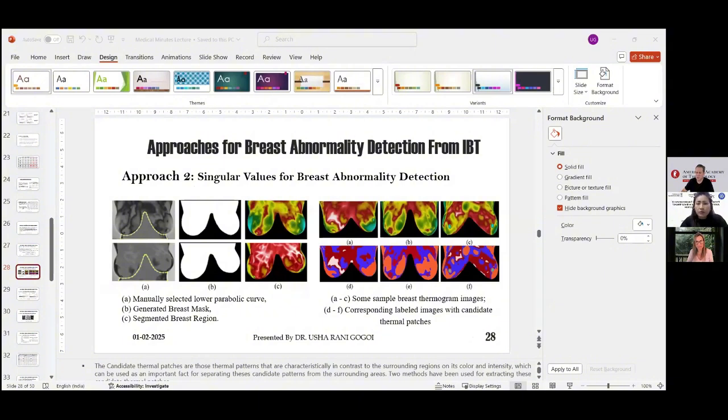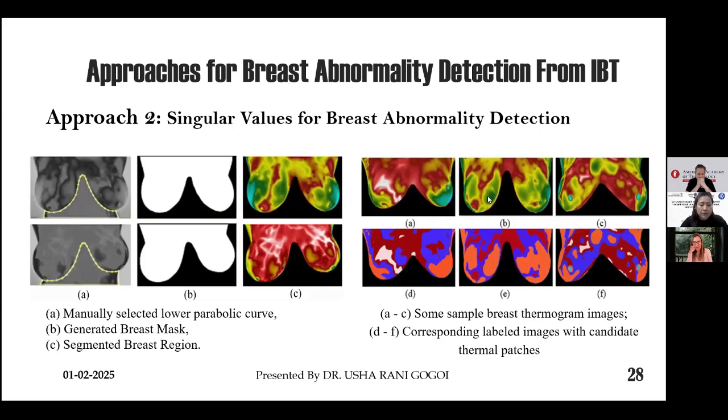After doing the segmentation, to give a better idea of what I am calling the thermal patches, you can see in the second figure, D corresponds to the thermal patches present in figure A. I am showing them in white. But in the normal thermogram, in figure B, there is no abnormal region or thermal patches, so I am not getting any thermal patches there. But again in figure C, there are some thermal patches. We are going to extract these thermal patches and from them we try to find the singular values.